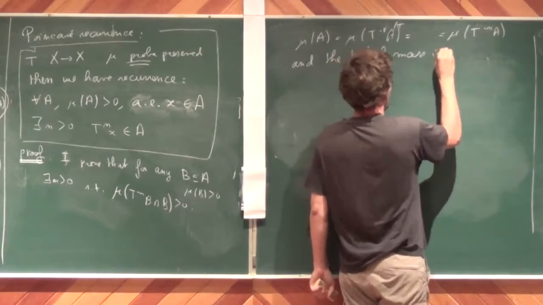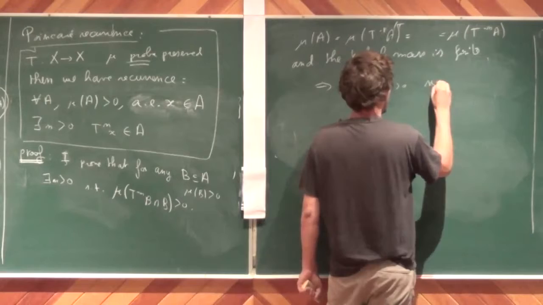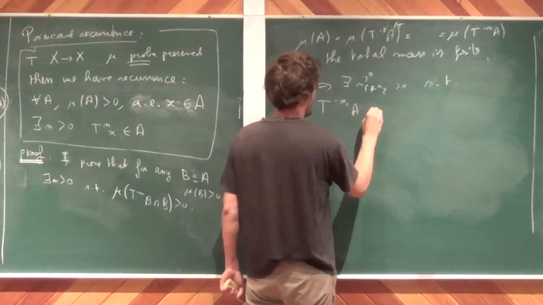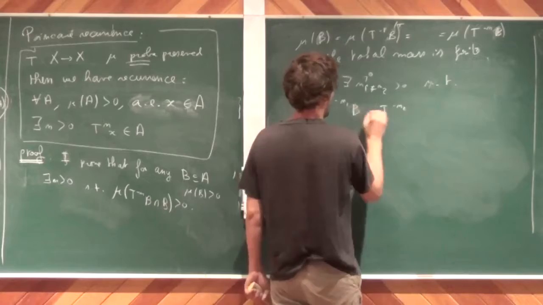So this implies that there exist two indices, n1 and n2, positive and different, so that T minus n1 of A intersected with T minus n2 of A has positive measure. So my A is B, sorry. But if you prove the statement for A, it is the same as proving it for B.